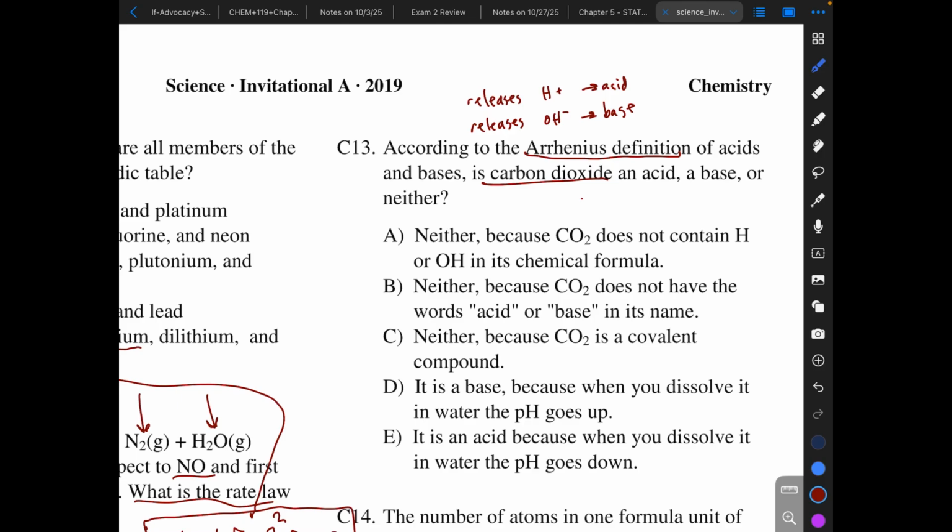Now, you might be looking at this problem and immediately going something along the lines of neither, because CO2, where's the hydrogen coming from in CO2? But if you think about it closely, when you dissolve carbon dioxide in water, you're going to form carbonic acid. And carbonic acid does release hydrogen. So the answer would be E.